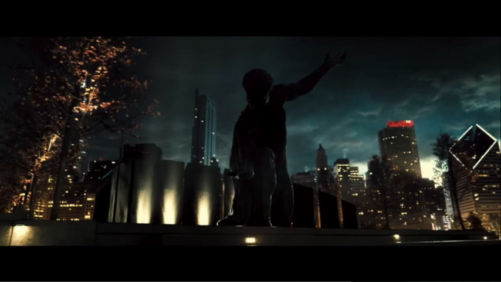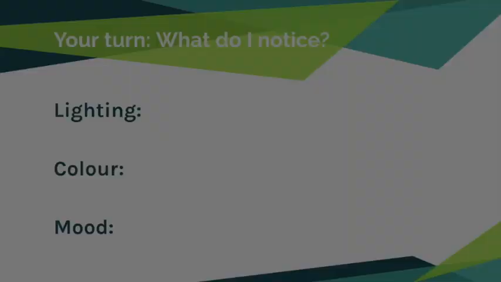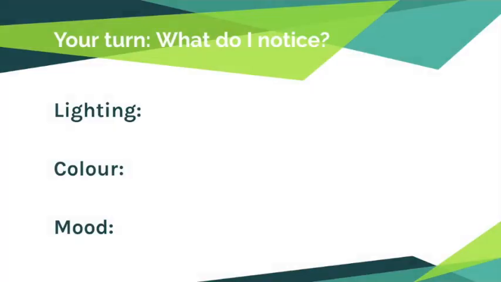So already you guys should be identifying and acknowledging the distinct differences between the lighting and the colour schemes in the Thor Ragnarok trailer and the Batman vs Superman trailer. So, it's your turn now. Describe the lighting in the Batman vs Superman trailer, describe the colour, and describe the mood.